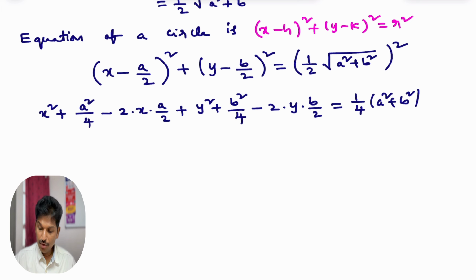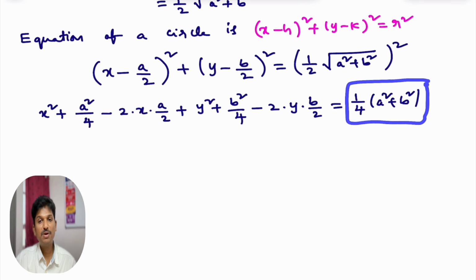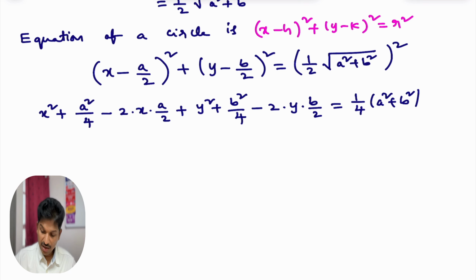If you observe here, when you multiply this with 1 by 4, the right hand side part is a square by 4 plus b square by 4. You see here, this a square by 4 and this a square by 4 plus b square by 4, b square by 4 will get cancelled, right? And this 2 also will get cancelled. What is remaining? That I'll write. X square plus y square.